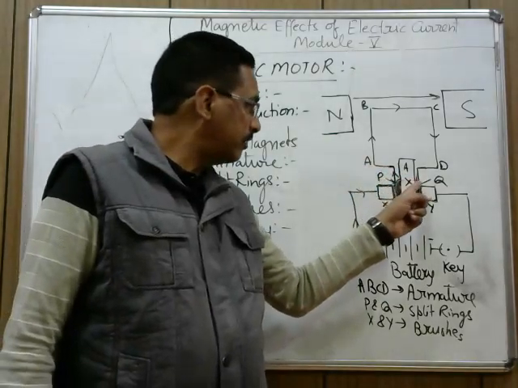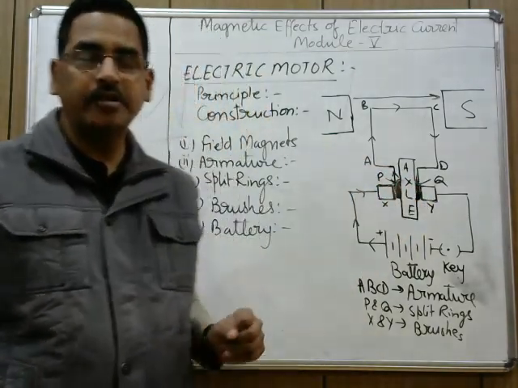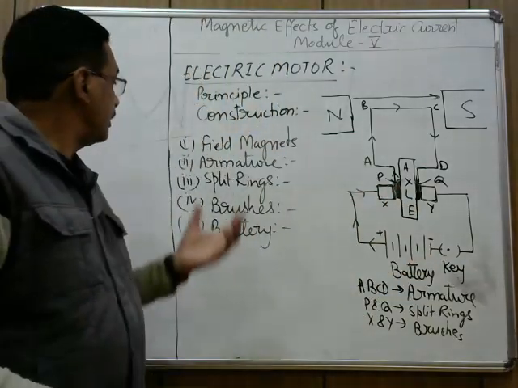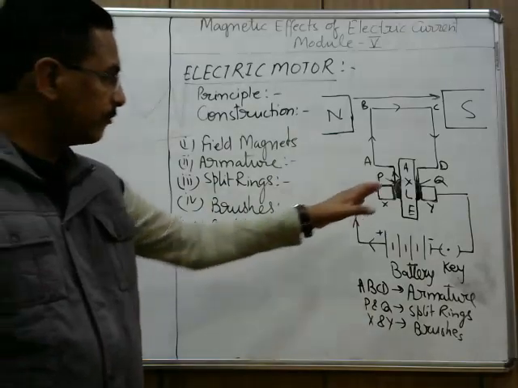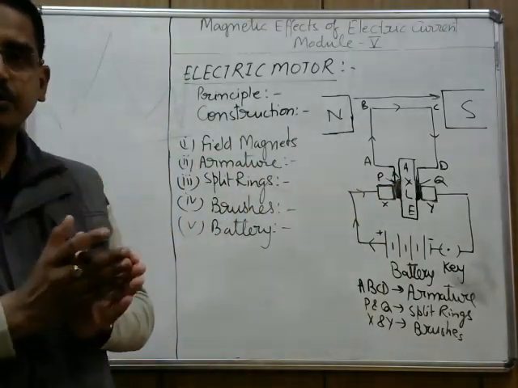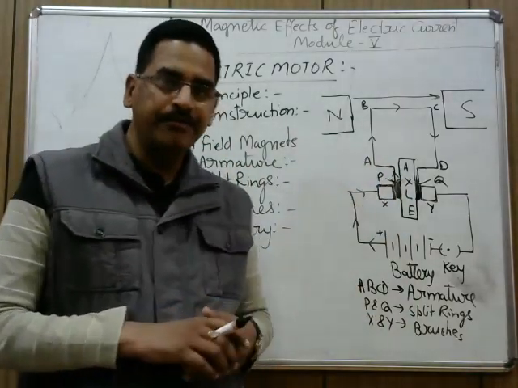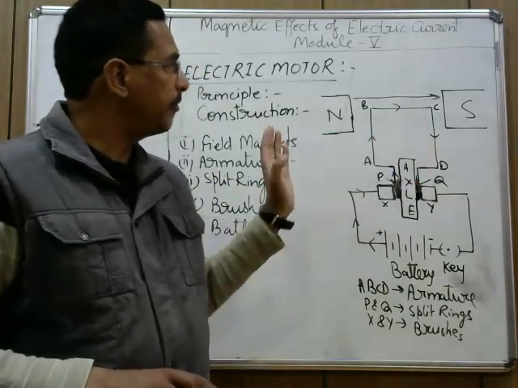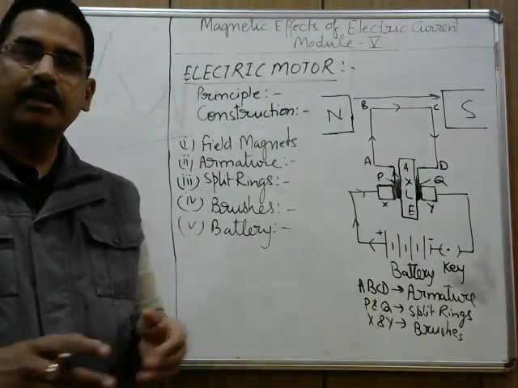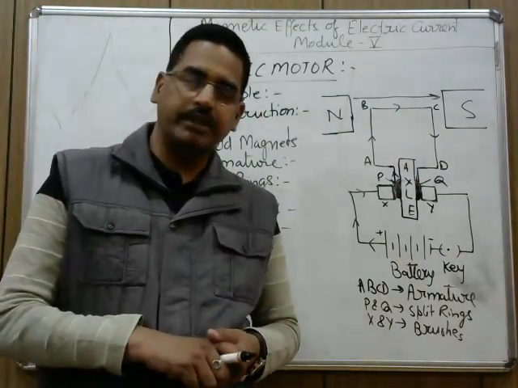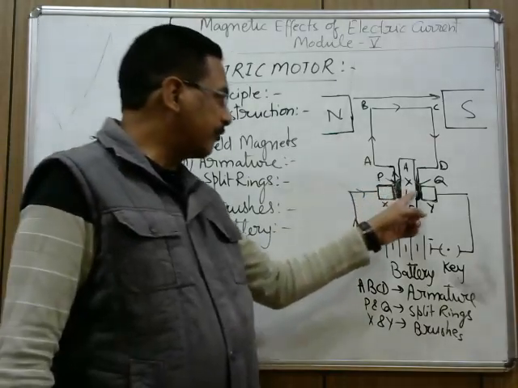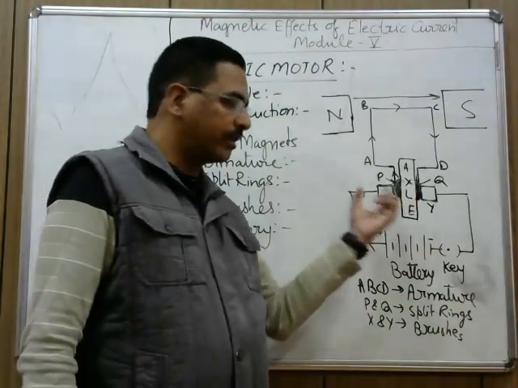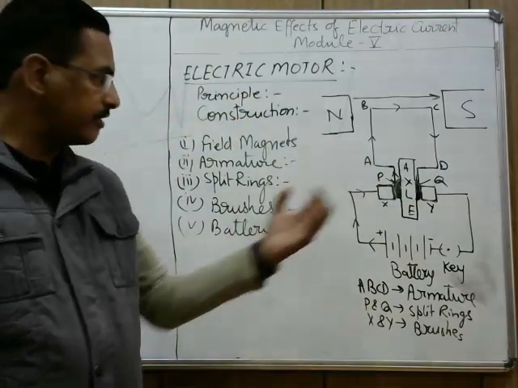The ends of rectangular coil ABCD are connected to the inner surface of split rings. The inner surface is insulated and attached to the axle. The axle, along with the split rings and coil, rotates together. The outer surface of the split rings is conducting and is touching the brushes.